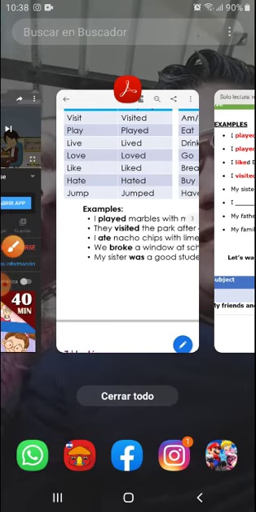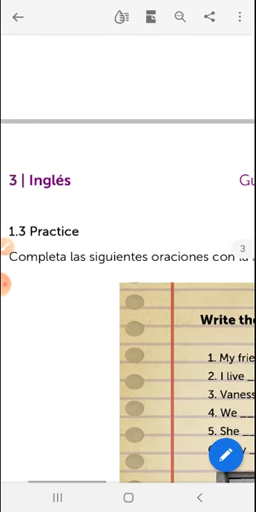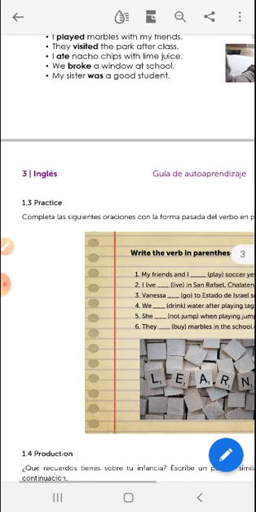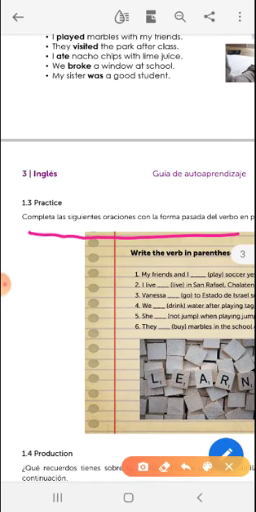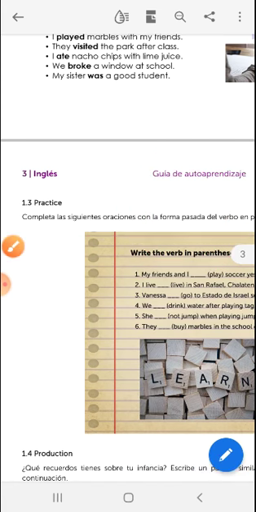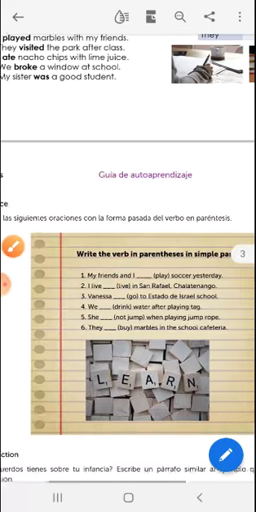Okay, those are just examples. Esos nada más son ejemplos. Ahora sí viene lo que vamos a hacer en el cuaderno. This is what we're going to do in the notebook. Yes, in the notebook. Practice. Completa las siguientes oraciones con la forma pasada del verbo en paréntesis. Okay? Del verbo en paréntesis.